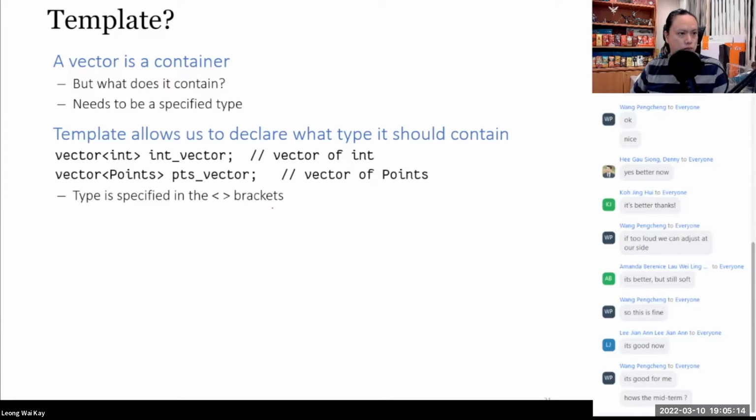Okay, so template here basically allows us to decide what type the vector contains. So vector of int, vector of points. This one we sort of understand, right? We can create a vector of points, that is done in midterms and all that. So the type is in the brackets.